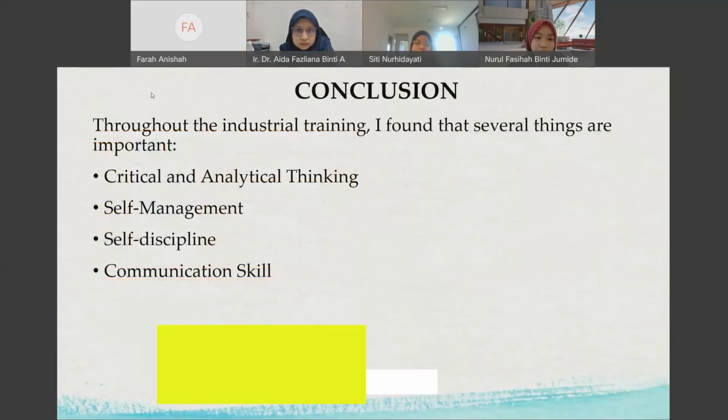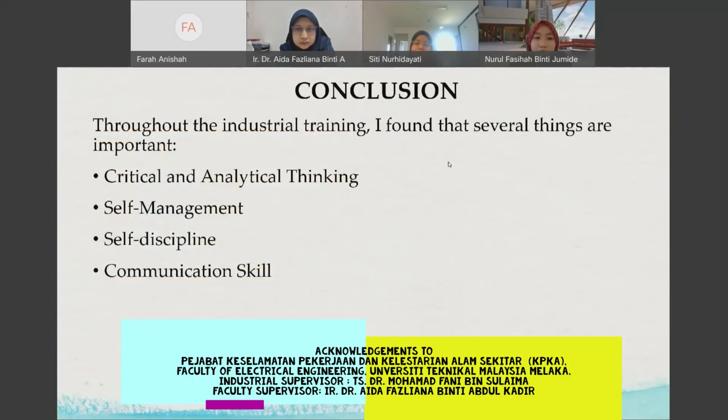So in conclusion, towards the industry training, I found several important things that I have learned. Firstly, critical and analytical thinking. In the last task, I had to improve my analytical thinking, because I had to work independently, as my supervisor just gave me the opportunity to come up with my own plan. I also needed good self management and self discipline. These two parts are important in my internship, because I need to submit the required tasks on time, and I have to get the tasks done in a proper way.